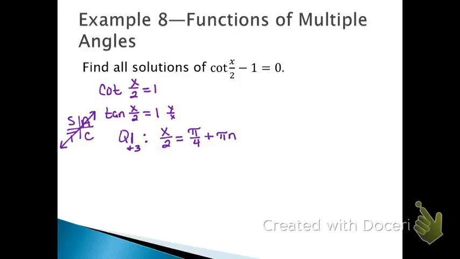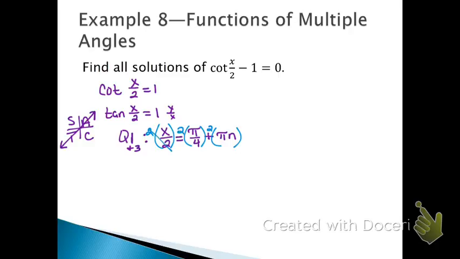But we didn't just solve for x, we solved for the angle divided by 2. So we need to go ahead now and get rid of that divided by 2. So we're going to multiply to get rid of it. And what you do to one, you do to all. So multiply everything here by 2.